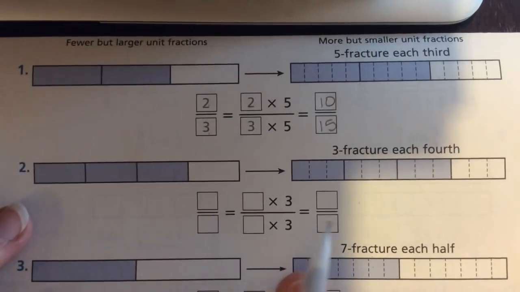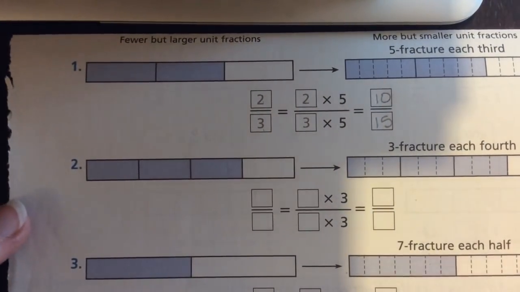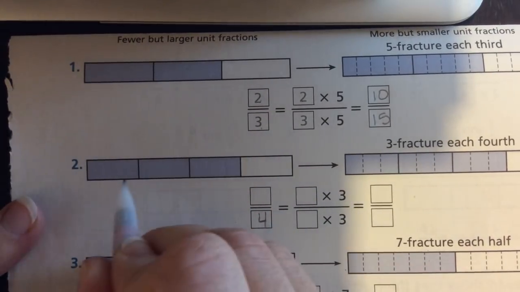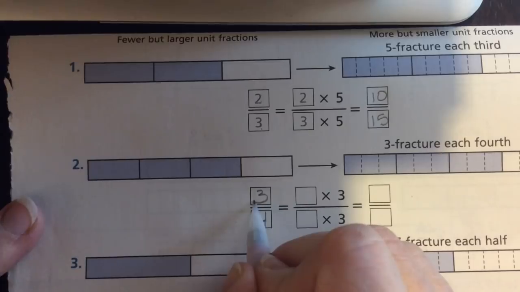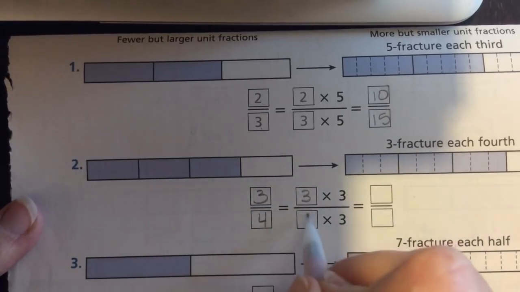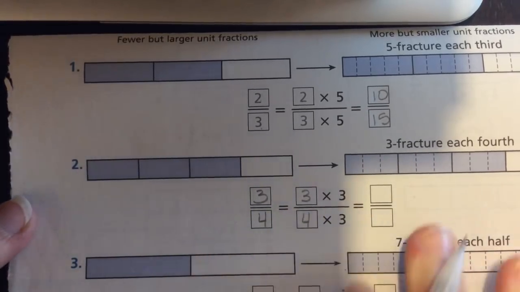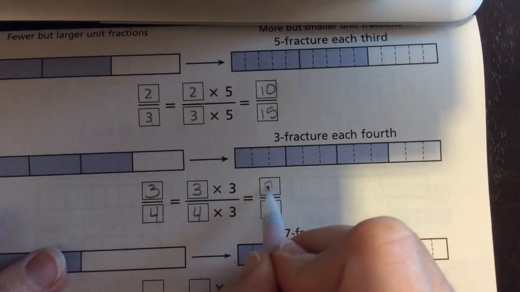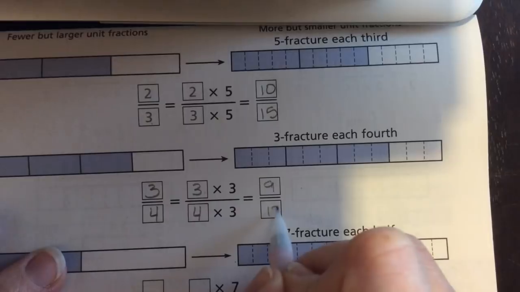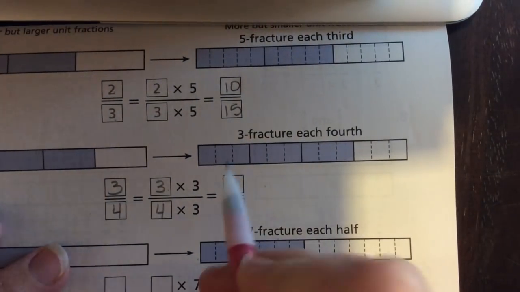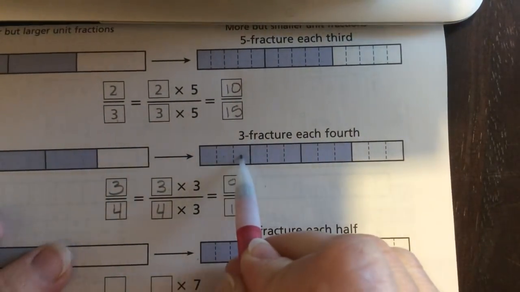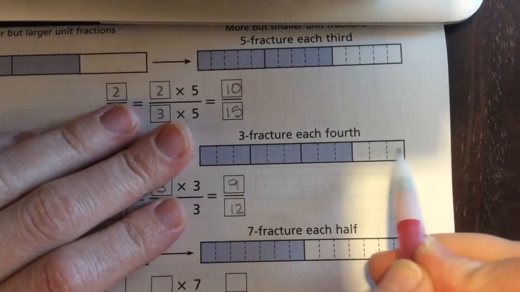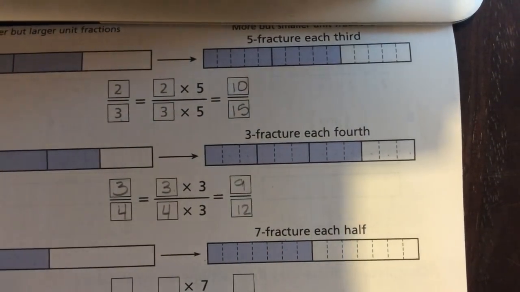Down here, they're telling me to come up with it on my own. Here I have 4 sections, and 3 of them are colored in. So I just move that fraction right over here to my equation, and I multiply each of them by 3. 3 times 3 is 9, and 4 times 3 is 12. So I should see that this picture shows 1, 2, 3, 4, 5, 6, 7, 8, 9 shaded in, 10, 11, 12 altogether.